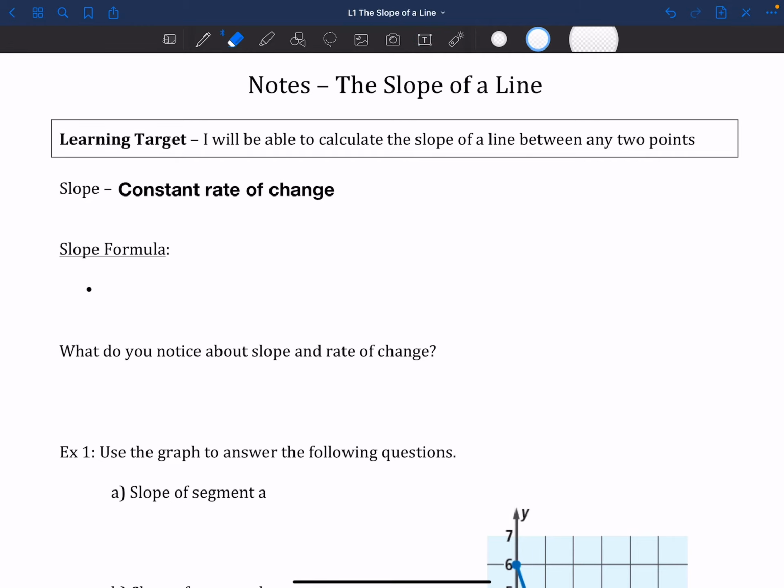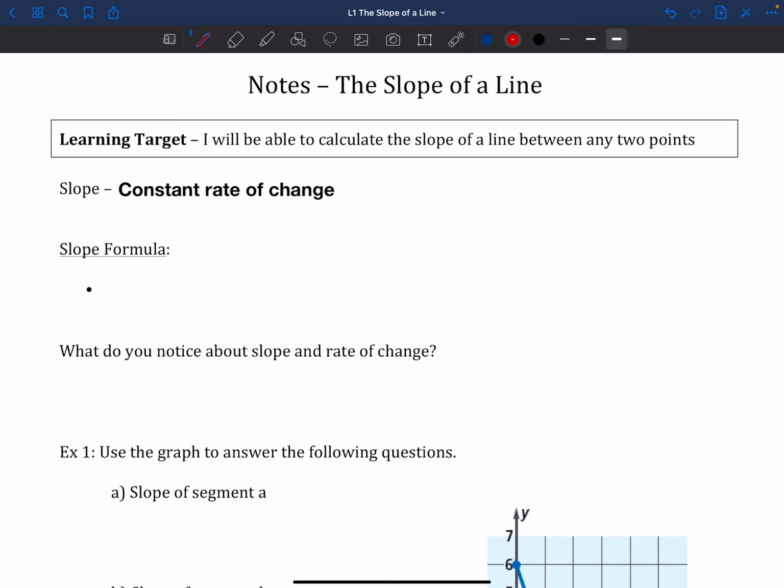Alrighty, hello. Today what we're going to talk about is the slope of a line. Hopefully we'll be able to calculate the slope between any two given points on the coordinate plane. So what is slope? A slope is a constant rate of change. It's a line that's traveling, kind of tilted upwards, tilted downwards, tilted way down or way up, somewhere in between.